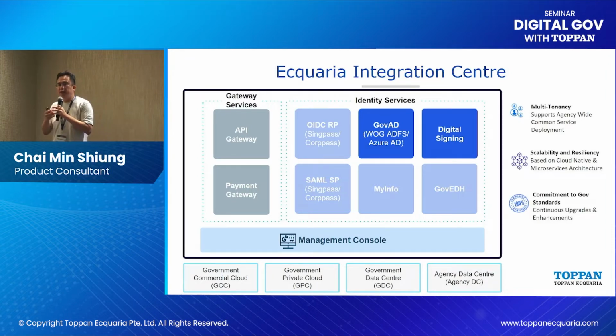GovAD is essentially a service to help you integrate and connect to your WOG-AD or your whole of government Active Directory. It is to simplify your agency's CAM integration or central account management integration. And your digital signing, essentially what you saw just now in the video, is for you to provide services for your users to be able to perform document or transaction signing remotely. So I will share more on these two services later.